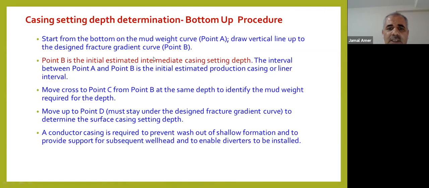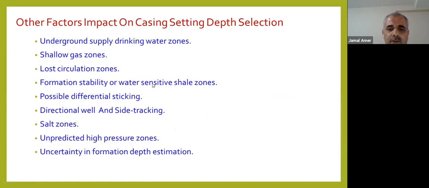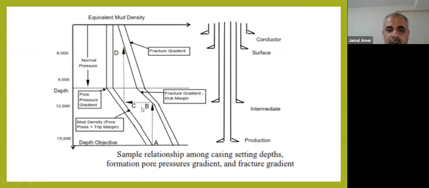Here we have another factor. What is the other factor? As we said, theoretically, this is the initial determination or initial selection of the depth. But we have other factors that affect this selection. If we select a depth around 11,800 feet, but we have some problem, a depleted zone or unconsolidated formation or high pressure zone, we can extend the casing setting depth up or move it down.